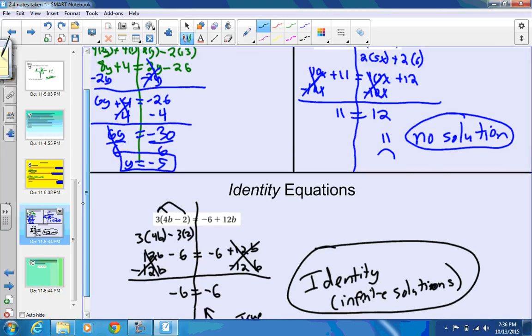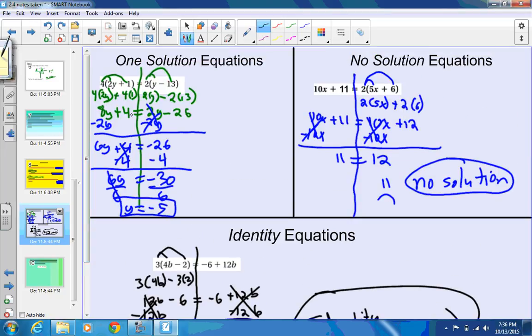So just to recap, the ones we've been working with, for one solution, you'll solve it, you'll get an answer. It'll work out that way. No solution equations, you end up getting, the variables will cancel out when you subtract from one side and then from the other side. And then you'll end up with getting something that's not equal to each other. This right here, that's not true. Meaning you have no solution here.